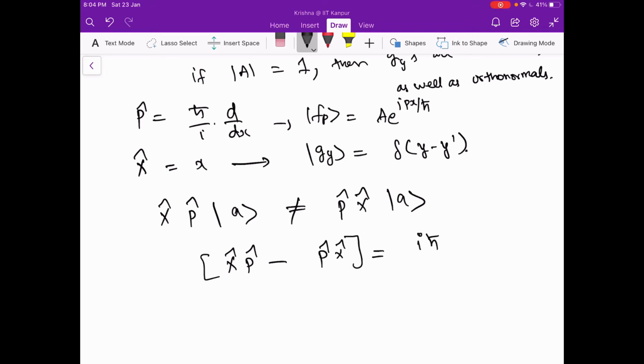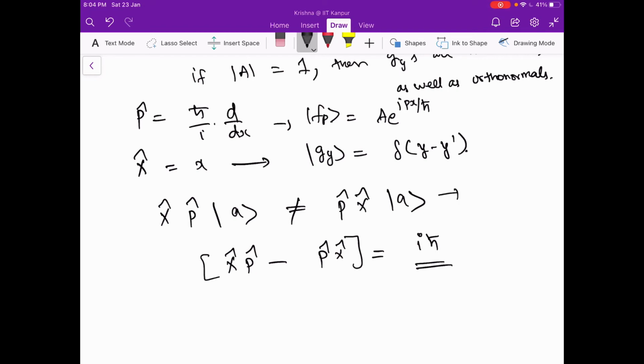I h bar. So I have just now substituted x and the operator here. We can easily prove this to be equal to i h bar. So the commutator of momentum and position, in the sense that if you measure the position first and then the momentum on A, your result will not be the same as measuring the momentum first and then the position.